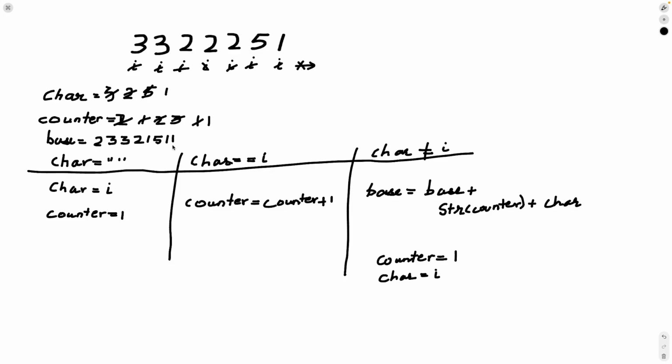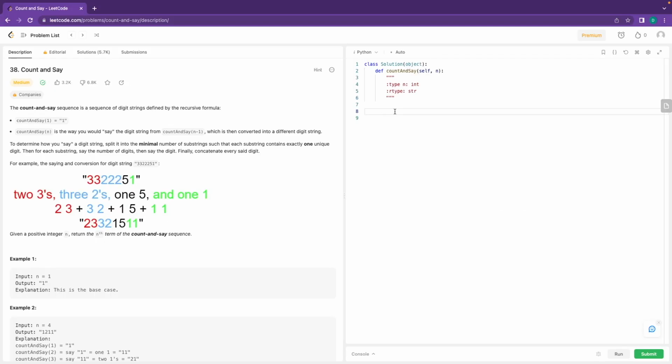So the solution that I get is 2 3s, 3 2s, 1 5, and 1 1, and this becomes my new base now. So this is what exactly we are going to code in the solution. Now let's just quickly write the code for this. So the first thing I'm going to check is if n is equal to 1, that is that we need only one iteration. I'm just going to return 1 as the answer.